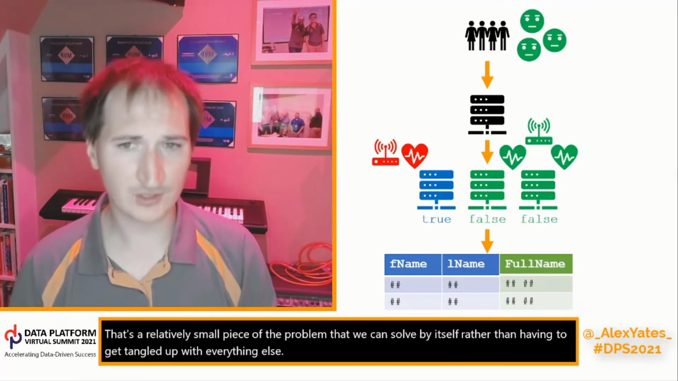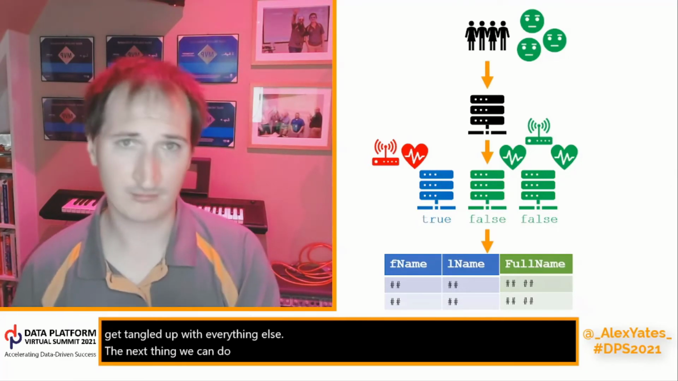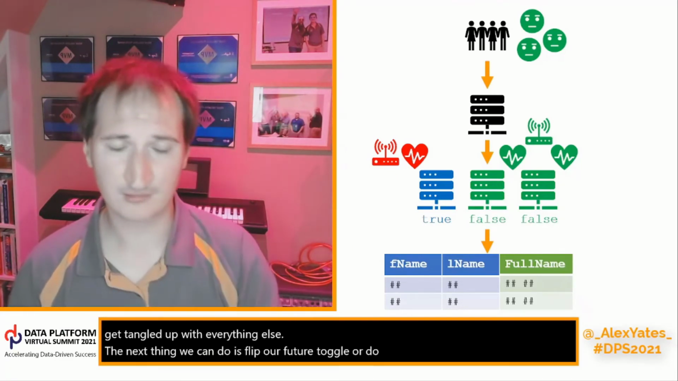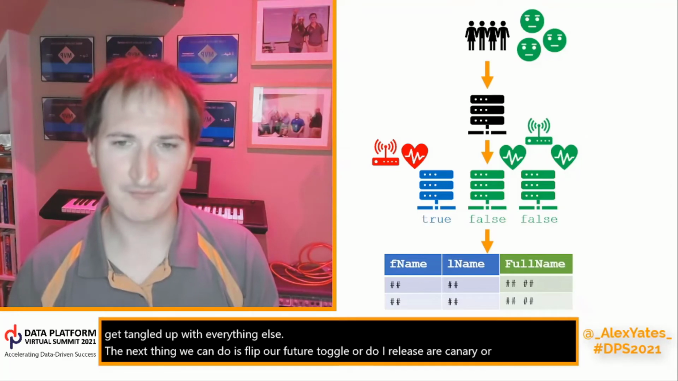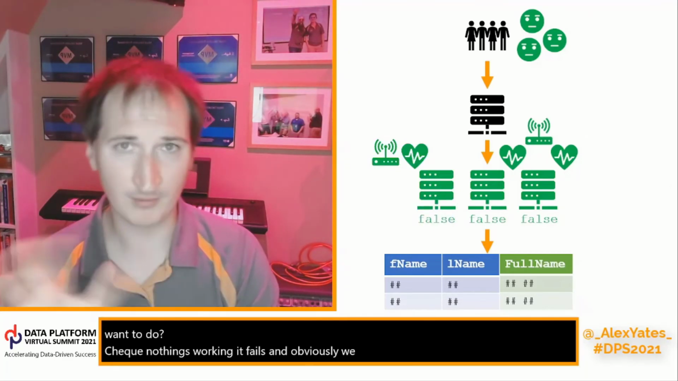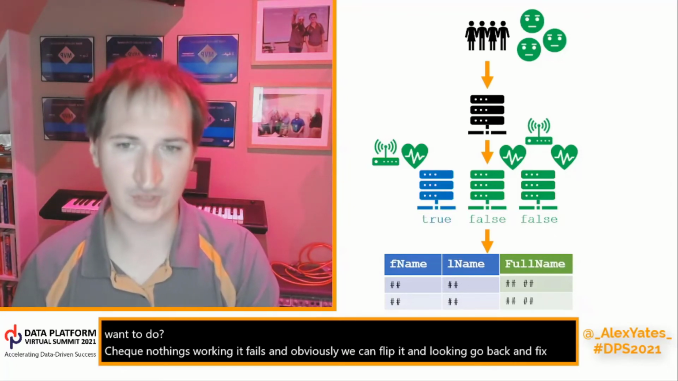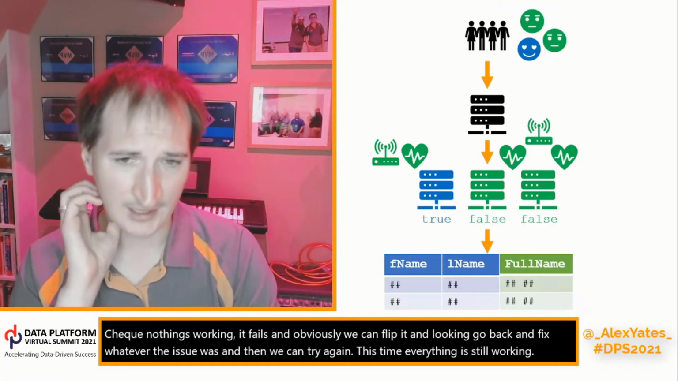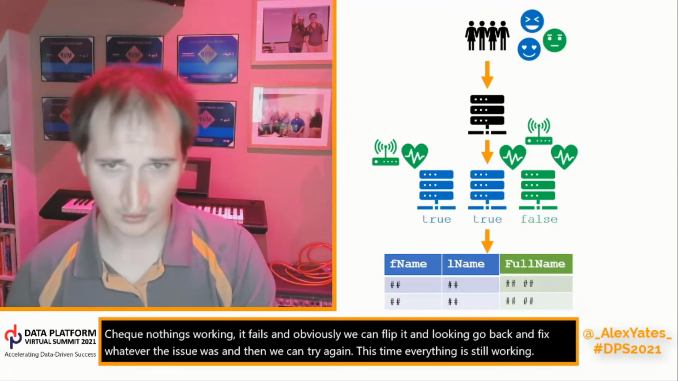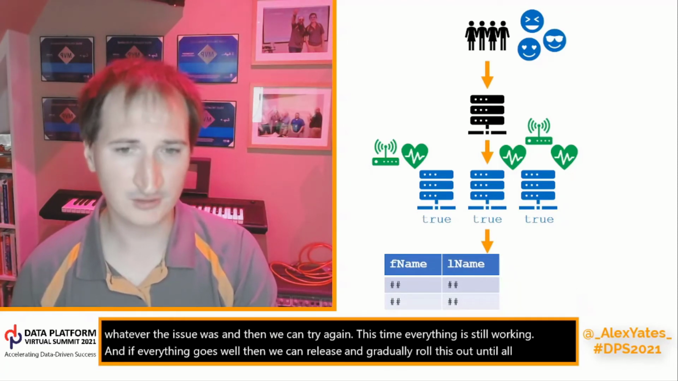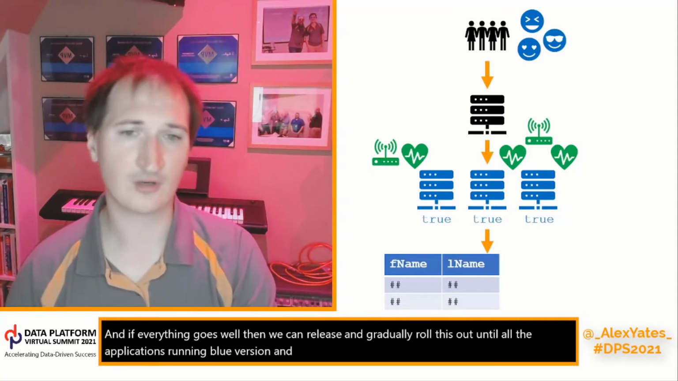The next thing we can do is flip our feature toggle, or release our canary, or whatever we want to do, and check that everything's working. If it fails, then obviously we can unflip it and go back and fix whatever the issue was, and then we can try again. This time everything is still working, and if everything goes well, then we can gradually roll this out until all of the applications are running the blue version, and then eventually we can delete the old version of the column once we know we don't need it.